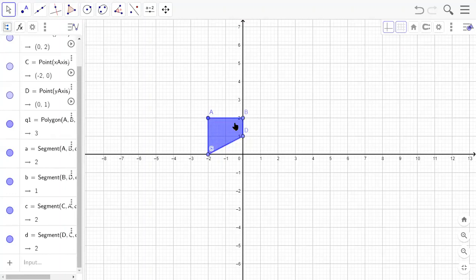It is quadrilateral ABCD. We are just going to rotate this object, and by how much degree? 180 degree. 180 degree.